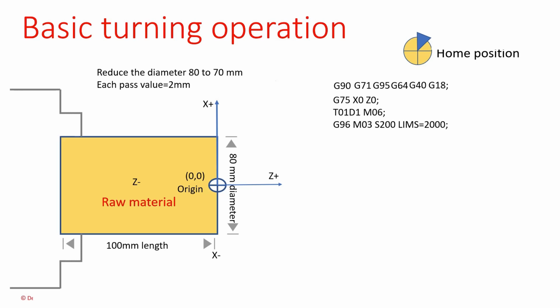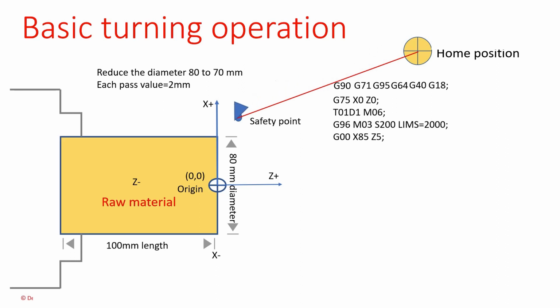Next, safety point. It means before touching the material, near to the workpiece, we can hold the tool. That is called the safety point. It is based on raw material. This is the safety point of this raw material. That value is G00 X85 Z5. Now the tool is moving from the home position to the safety point with rapid feed.